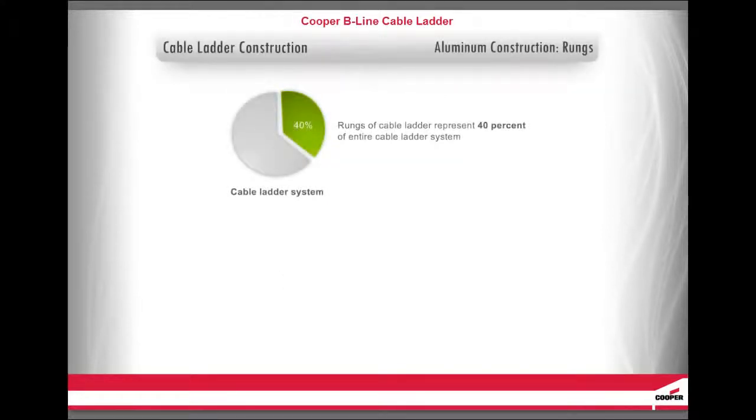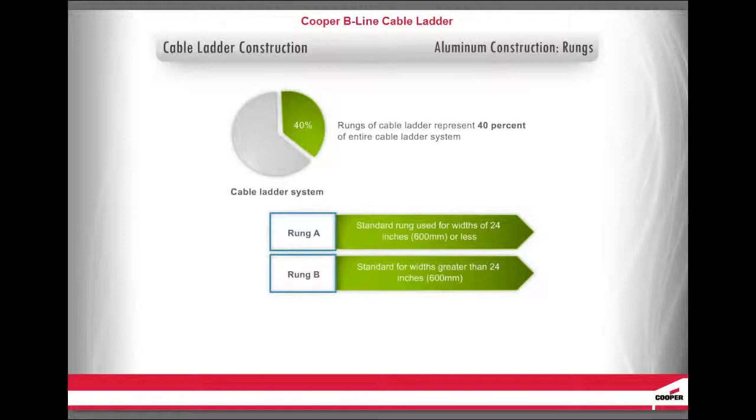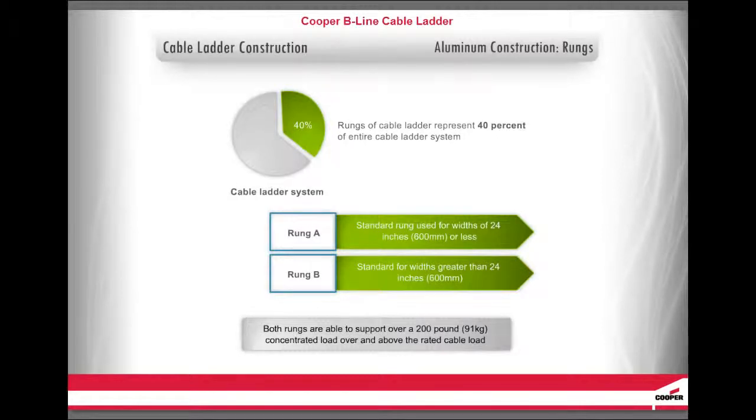The rungs of the cable ladder represent 40% of the entire cable ladder system. Rung A is the standard rung used for widths of 24 inches, 600 millimeters, or less. Rung B is standard for widths greater than 24 inches, 600 millimeters. Both rungs are able to support over a 200-pound, 91-kilogram concentrated load over and above the rated cable load.